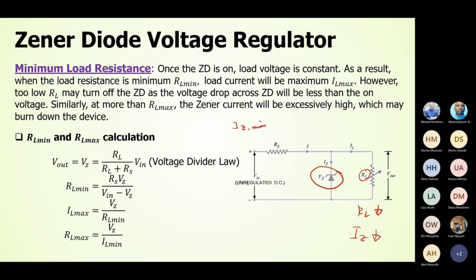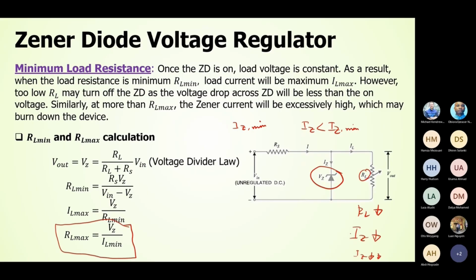Now, if the load resistor value keeps decreasing, the Zener current will also keep decreasing. There will be a moment where our Zener current is less than the minimum Zener current that will keep the device active. So we need to find the minimum load resistor value that will ensure the circuit is operating. This one is actually quite simple. If we apply the voltage divider rule here, we can find this equation.